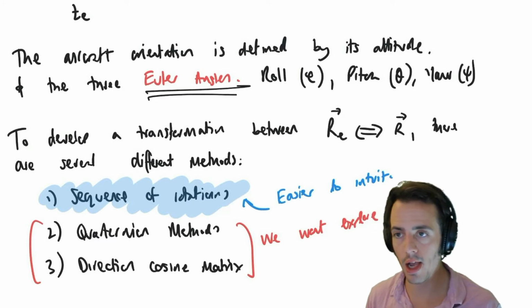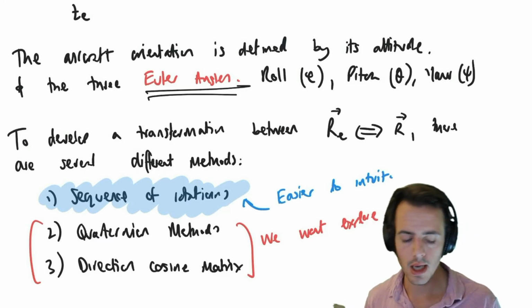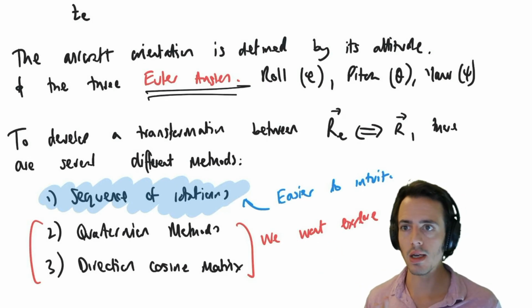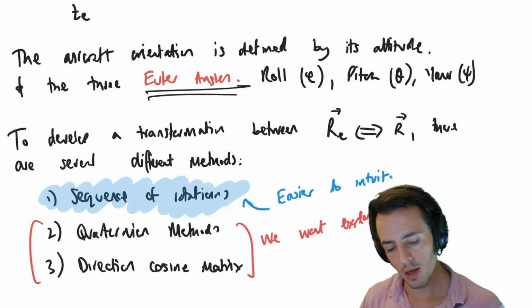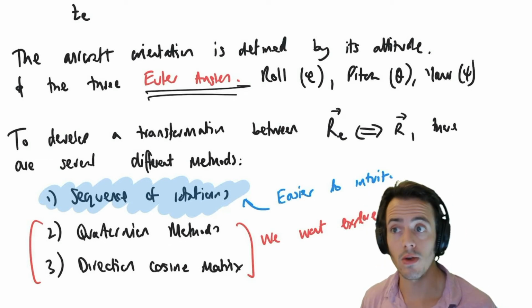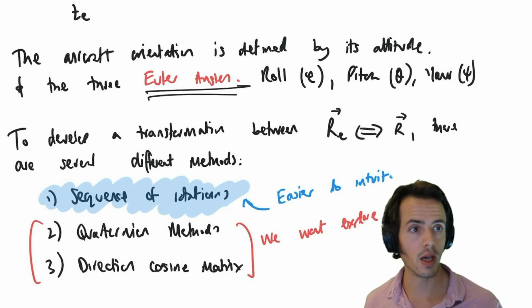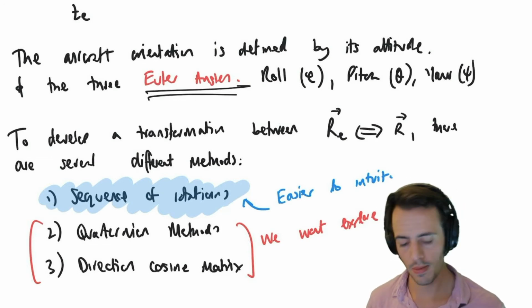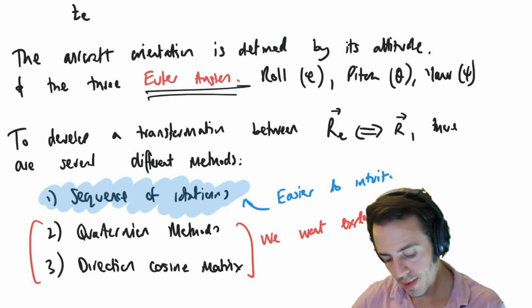Every time that I think I've got my head around quaternion methods, I have to relearn it any time I've got to use it. These tend to be used a little bit more, certainly more in missile aerodynamics and in spacecraft. So just be aware that there are different ways to skin this cat, and the way that we're using is not the only way, but it is the way that we're going to use. So the sequence of rotations is what we're going to use.